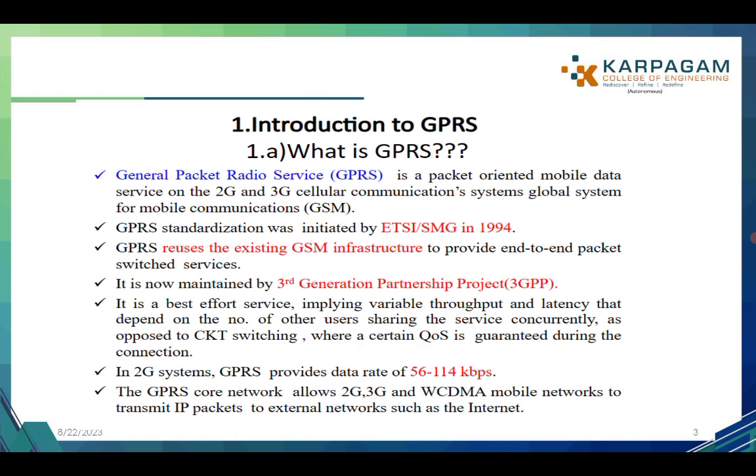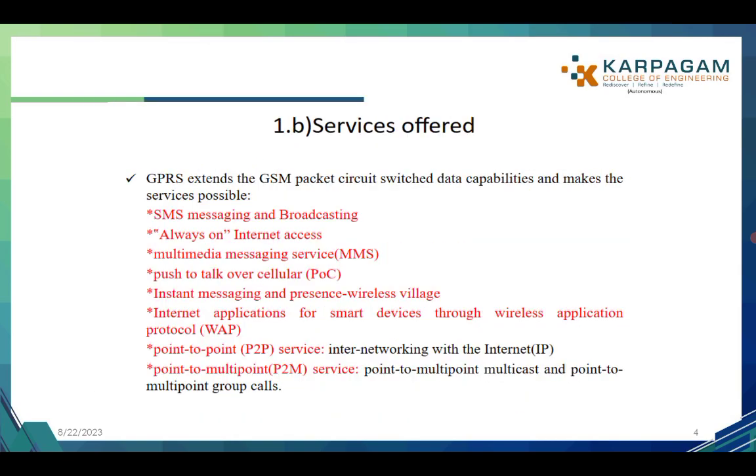It is a best effort service, implying variable throughput and latency that depend on the number of other users sharing the service concurrently, as opposed to circuit switching, where a certain quality of service is guaranteed during the connections. In 2G systems, GPRS provides a data rate of 56 to 140 kbps. So what services are offered in the GPRS?